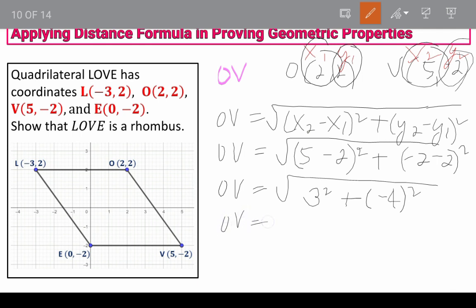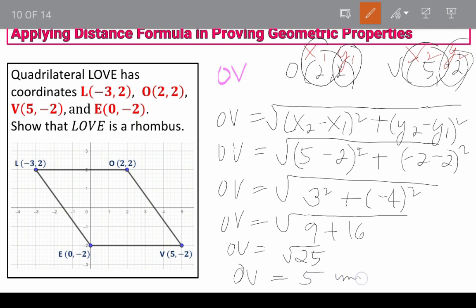OV is equal to the square root of 3 squared, so you have 9, and negative 4 squared is 16. So OV is equal to the square root of 9 plus 16, which is equal to the square root of 25. So OV is also equal to 5 units. So point O to point V is also 5 units. And a while ago, you found out that LO is also 5 units.